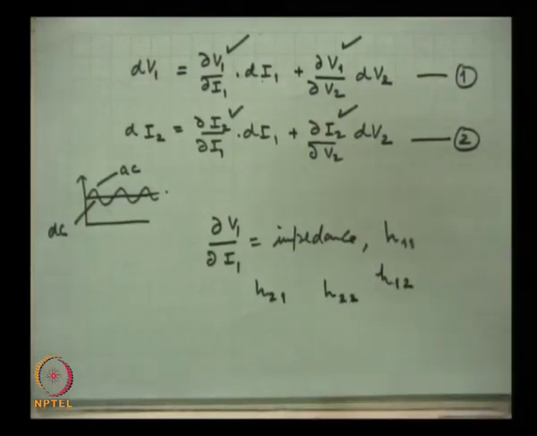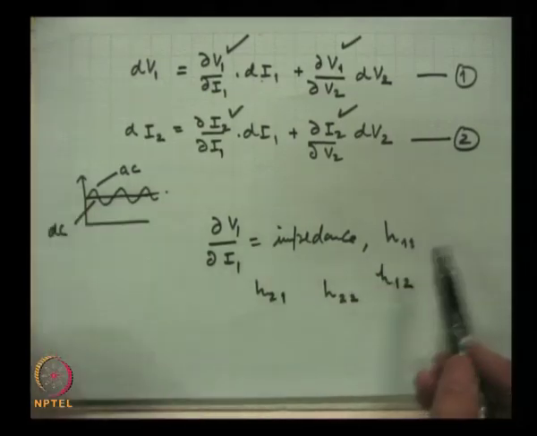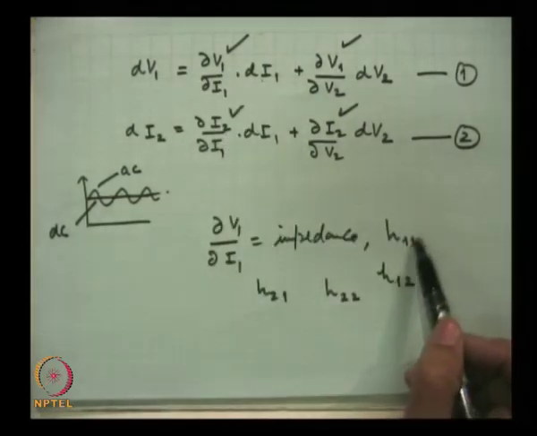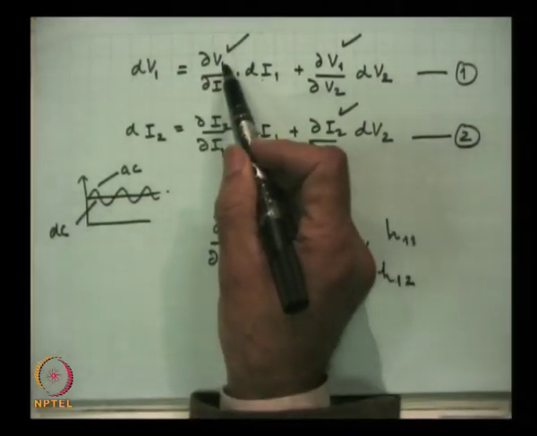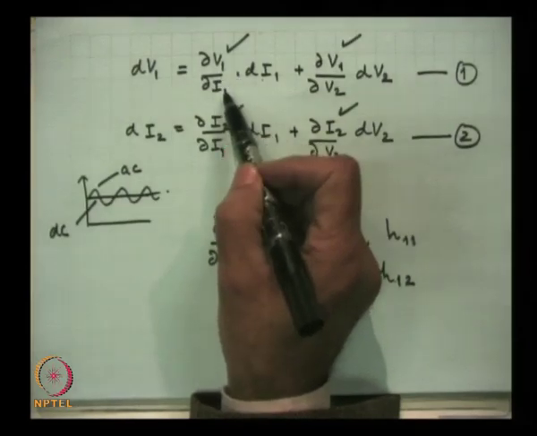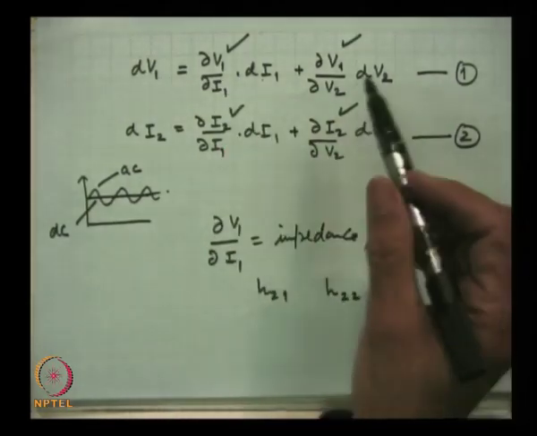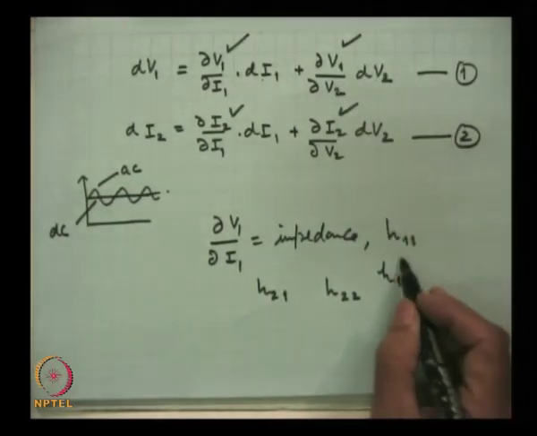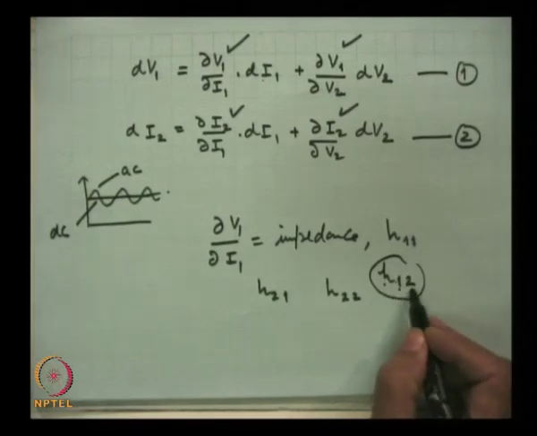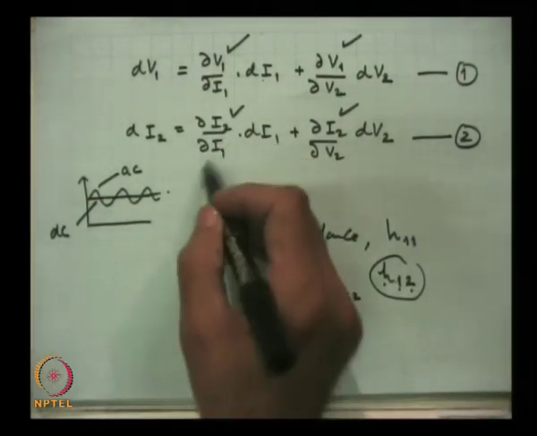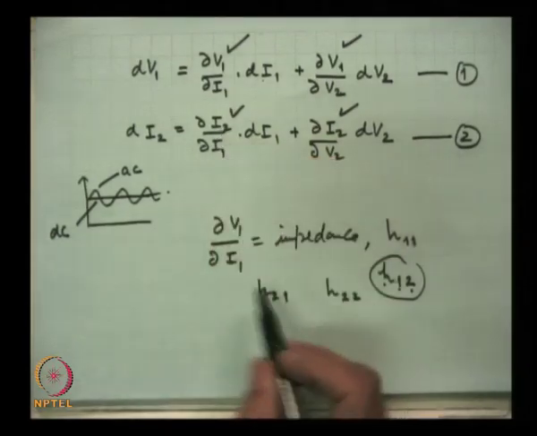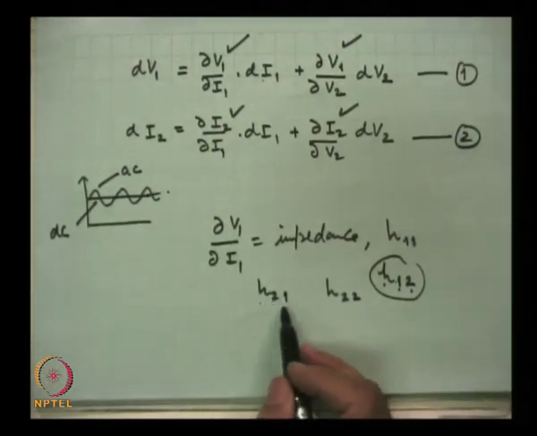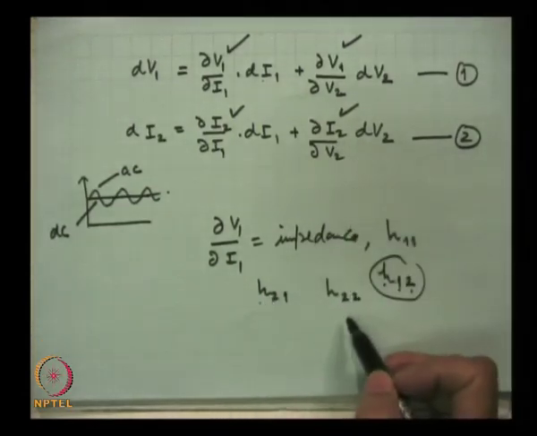Now, this is not random. See, both quantities involved in H11 are from port 1, V 1 and I 1. So, 1 1; here it is 1 2, so this is H12. Here the ratios are of current and two ports are involved, the output port and input port. So, H21, and similarly here H22.